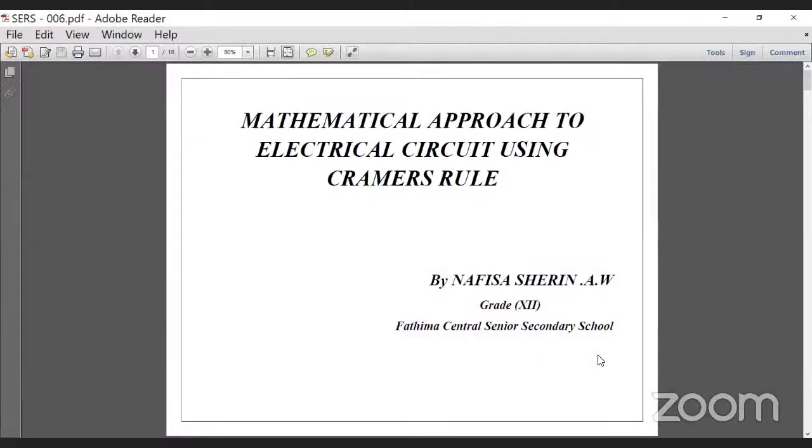Okay, sir. We have the last candidate, that is SERSA006, Nafisa Sharon AW from Fatima CSS School, on mathematical approach to electrical circuit using Cramer's rule.